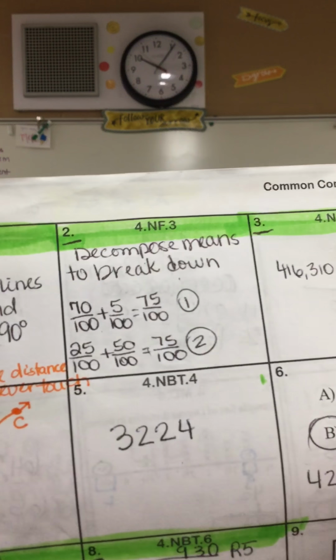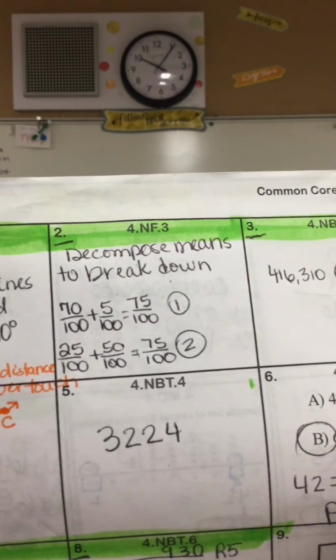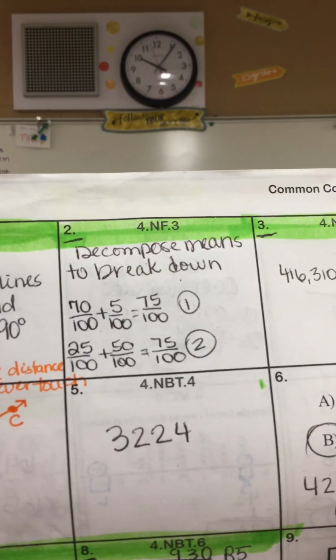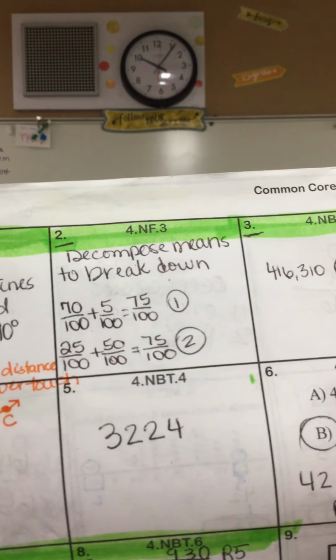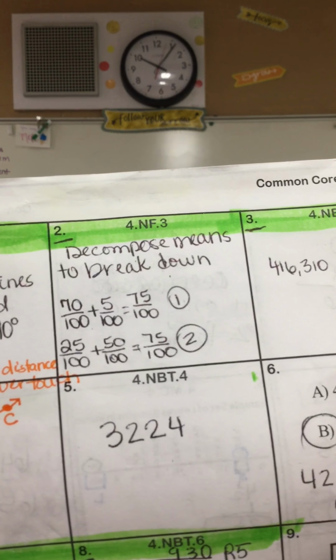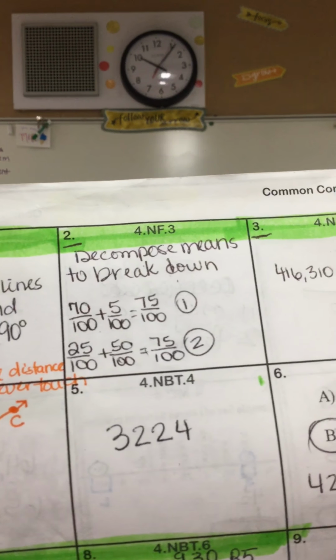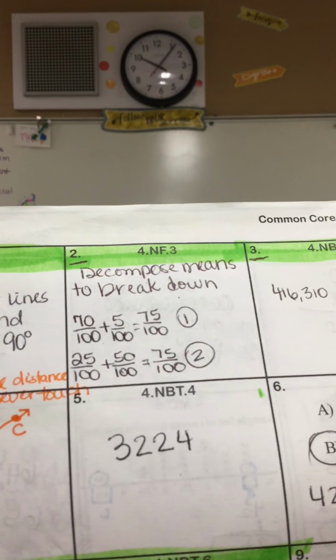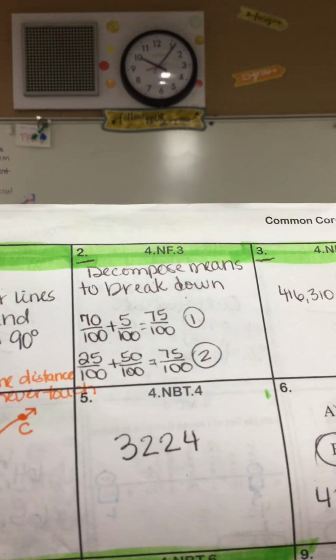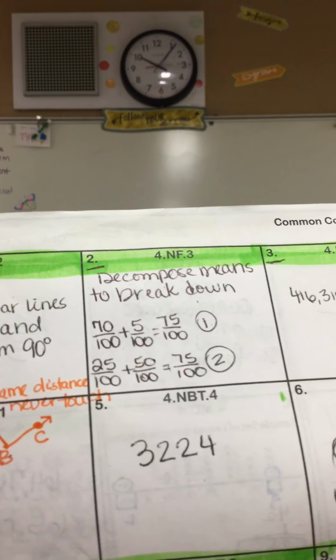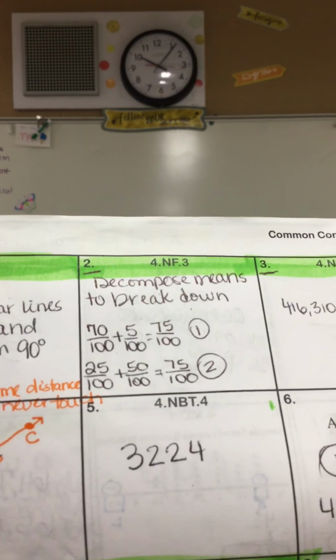The next question is talking about decomposing fractions. We write the definition of decompose as break down. This fraction was 75 over 100, and it asked them to write it in two different ways. I gave them the example of 70 plus 5, or 70 100ths plus 5 100ths equals 75 hundredths, as well as 25 over 100 plus 50 over 100 would equal.